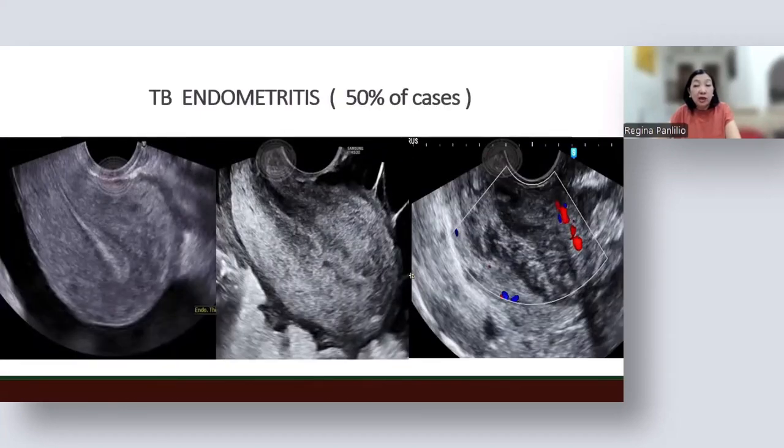The endometrium is involved in 50% of cases. It may be thin or thick or even normal in early disease. Eventually, there can be irregularity of the endometrial lining because of ulceration, and with persistent ulceration and caseation necrosis, we have that moth-eaten or serrated pattern, which is pathognomonic for TB endometritis.